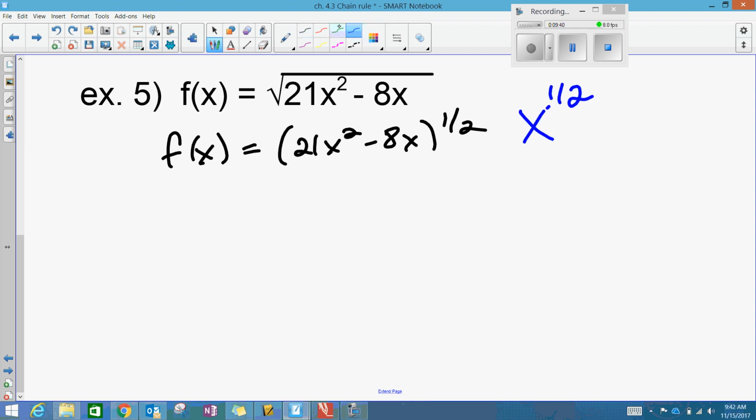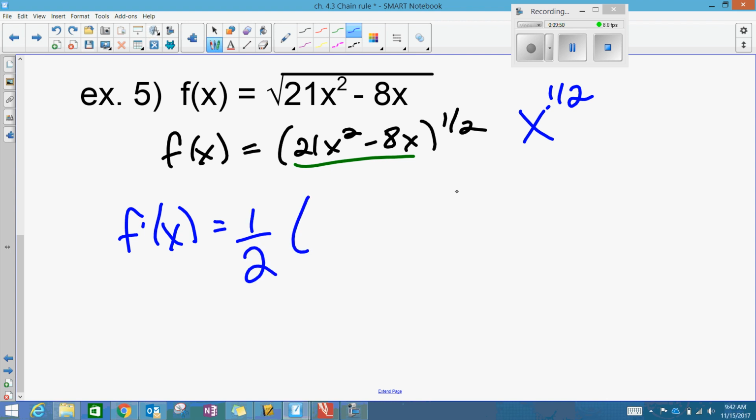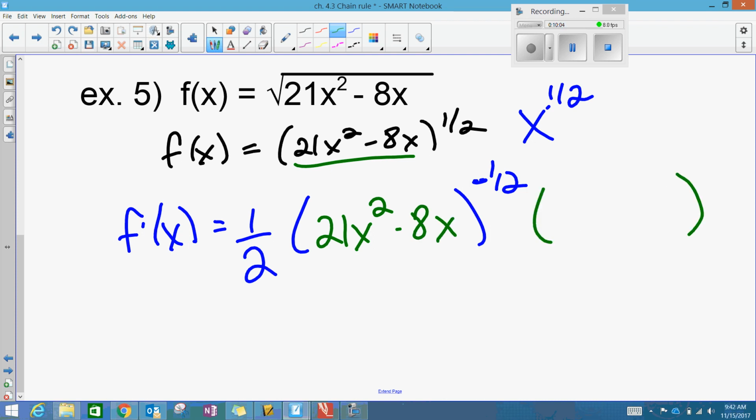My inside function is 21x squared minus 8x. So when I take my derivative, I bring down the 1/2. Subtract the exponent by 1, so I'm going to have negative 1/2. Then I keep the inside function the same, 21x squared minus 8x. Then I multiply by the derivative of the inside function, which is going to be 42x minus 8.